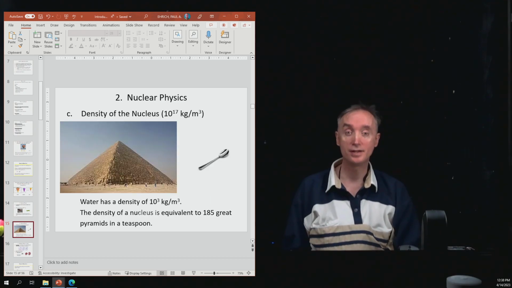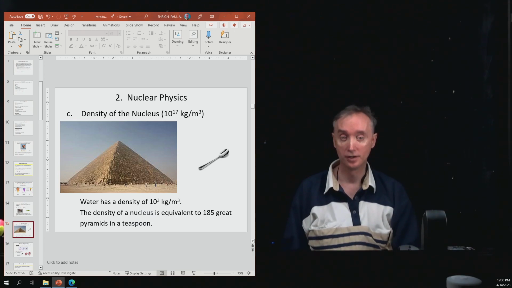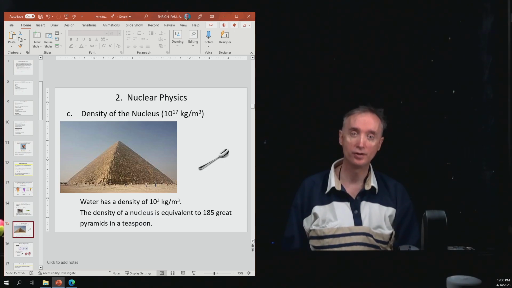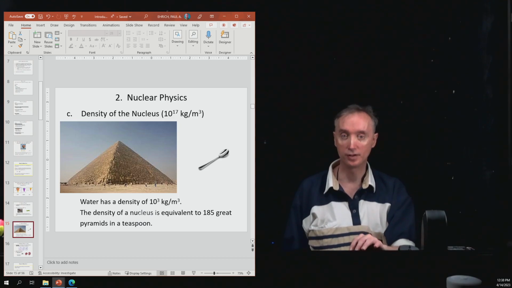Okay, then the density is very, very big because the volume is very, very small. So density is the mass of an object divided by its volume. So the smaller the volume gets, and the nucleus is very small, then that means that the density goes up. So you don't need to know the number, but it's 10 to the 17th kilograms per cubic meter. And so this gives you an idea for just how dense the nucleus is.